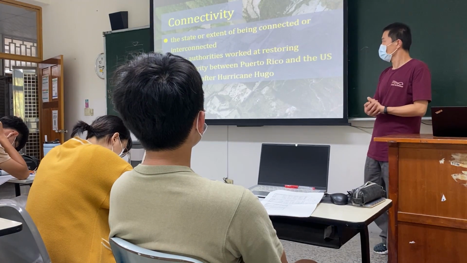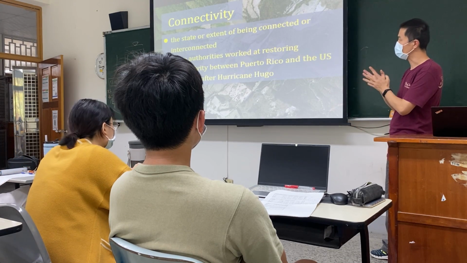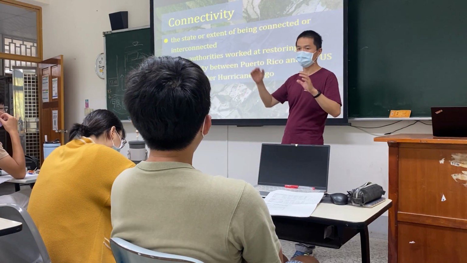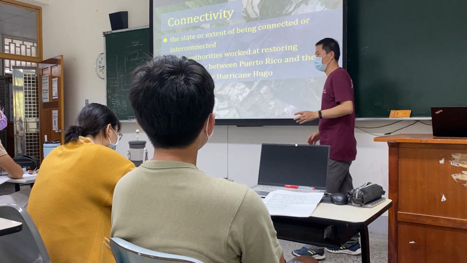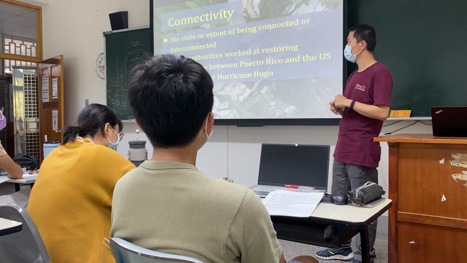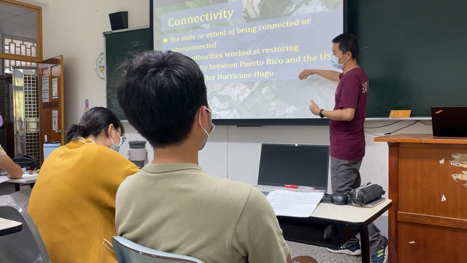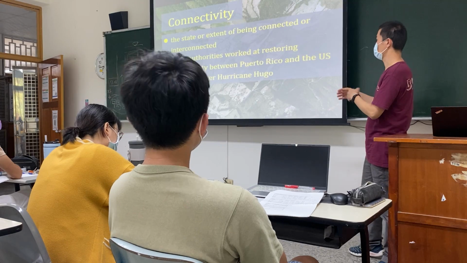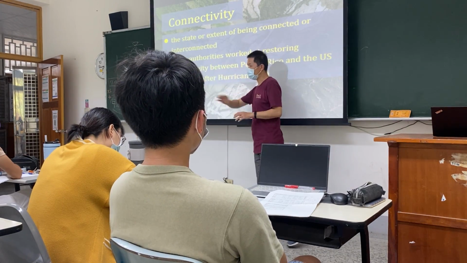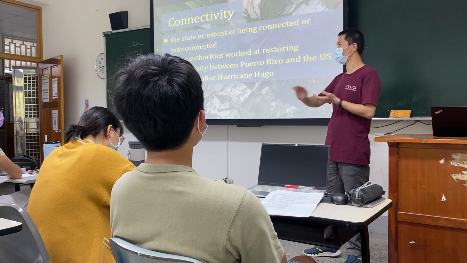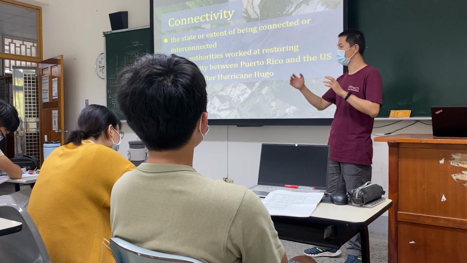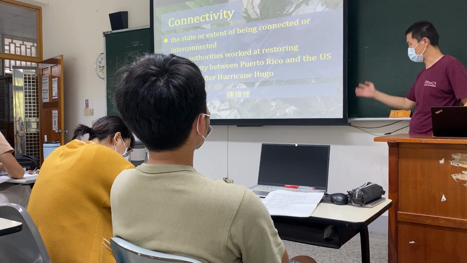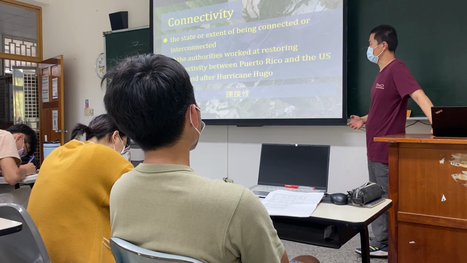So the definition of connectivity is really simple: the state or extent of being connected or interconnected. So whether or not a lot of the patches of the same type are connected with each other, or they are actually spread out, and whether they have corridors to connect between all the patches. For example, this sentence is for a grammatical explanation: Authorities work at restoring connectivity between Puerto Rico and the U.S. after a hurricane. So before, there was no problem going back and forth between those two places, but now there's some destruction, and so we want to reconnect that. And for animals, you can also think about it that way. In Chinese, it's 连接性, and in a way it can be used.